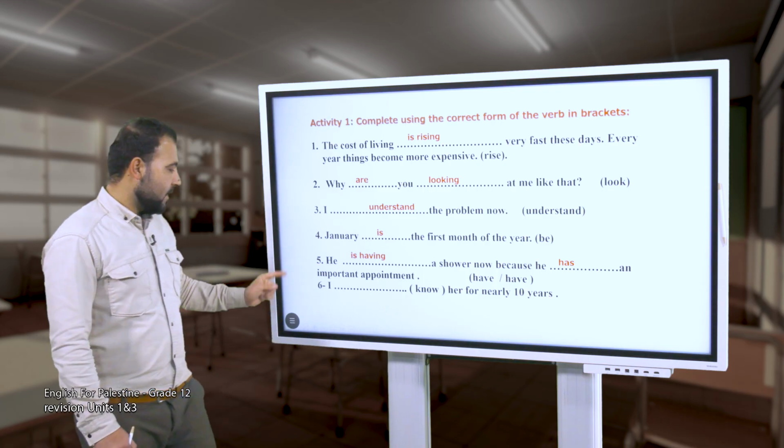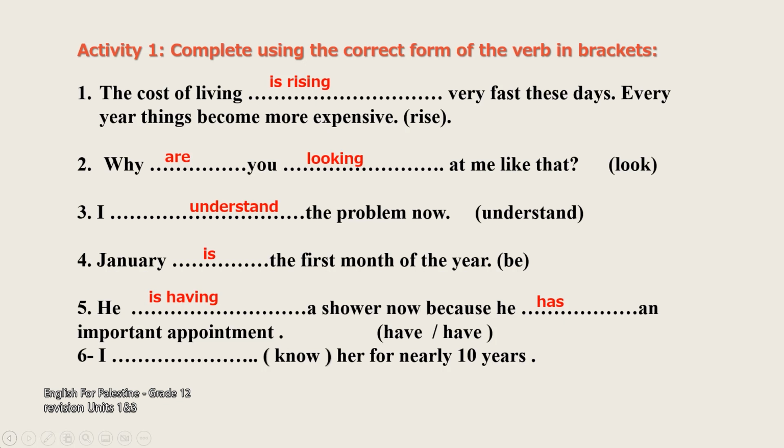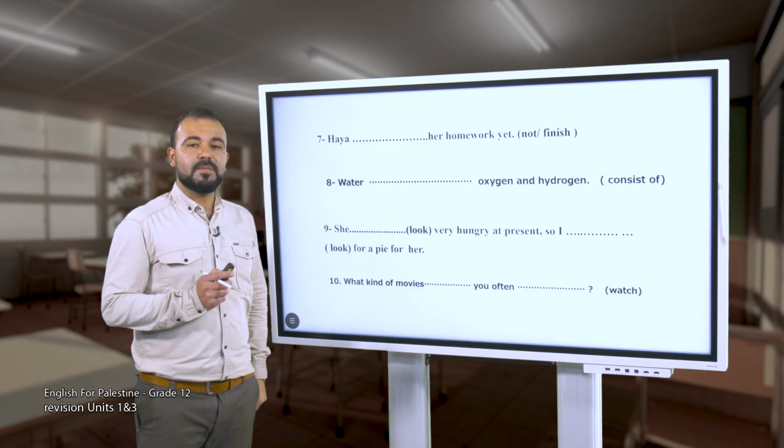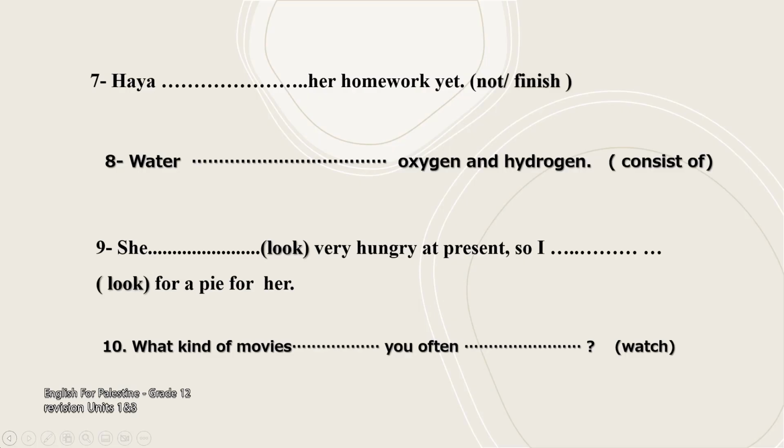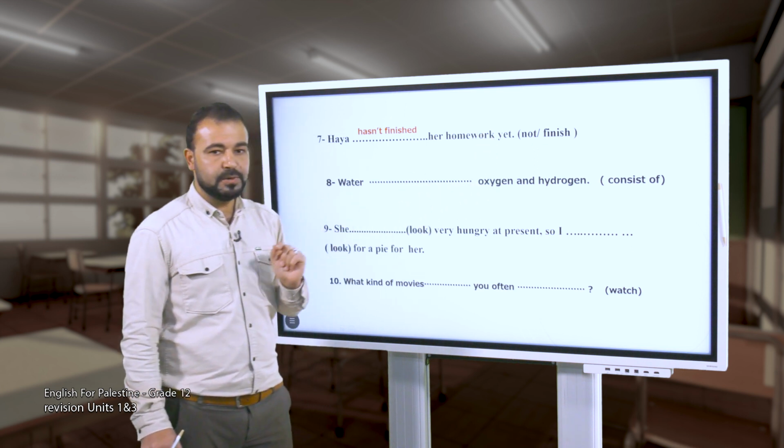Sentence number 6. I know her for nearly 10 years. I have known her for nearly 10 years, and the verb know is a stative verb and it can't be used in the present continuous or the present perfect continuous. Sentence number 7. Haya her homework yet, not finished. Exactly. Haya hasn't finished her homework yet, and we have here the key word is yet.